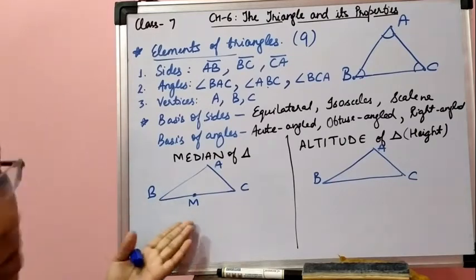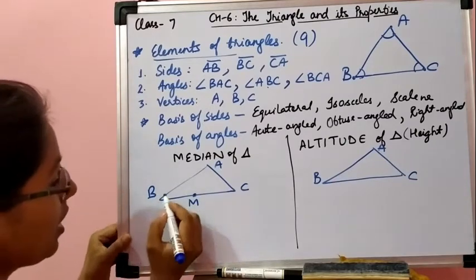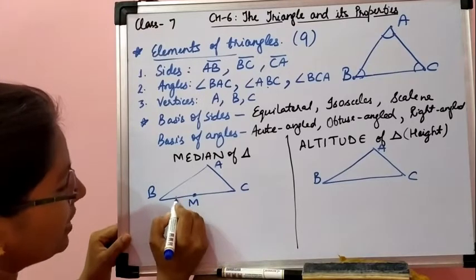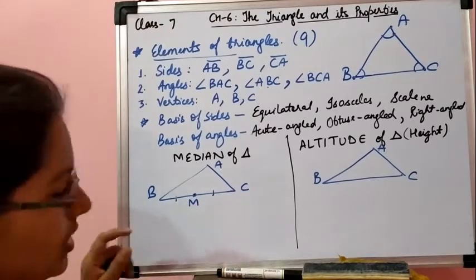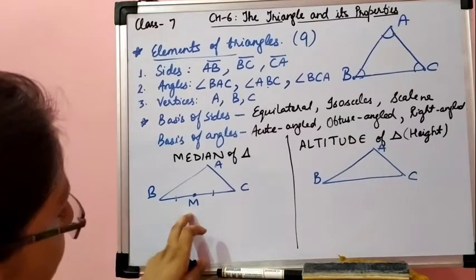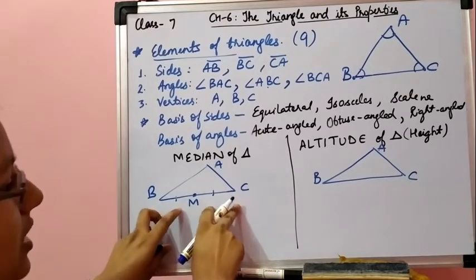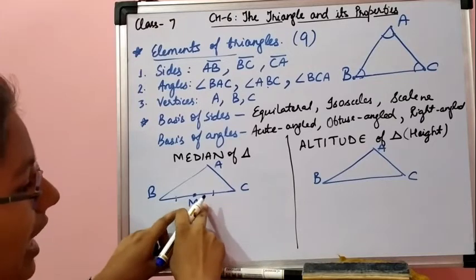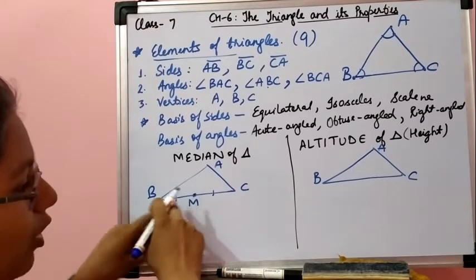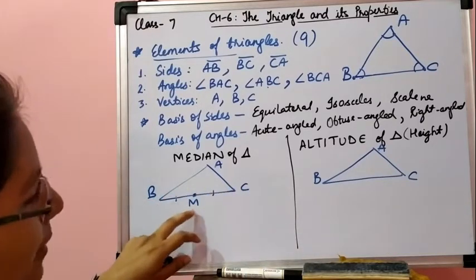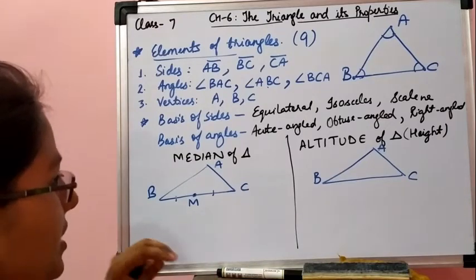Now how can I show that M is the midpoint of BC? If M is the midpoint, it means BM will be equal to CM. जितनी डिस्टेंस B से M की होगी उतनी ही डिस्टेंस C से M की होगी. जब ये दोनों डिस्टेंस इक्वल हैं इसका मतलब है that M is coming in the middle of BC. That's why M is called the midpoint of BC.